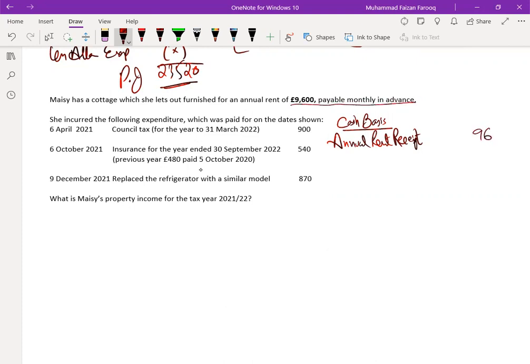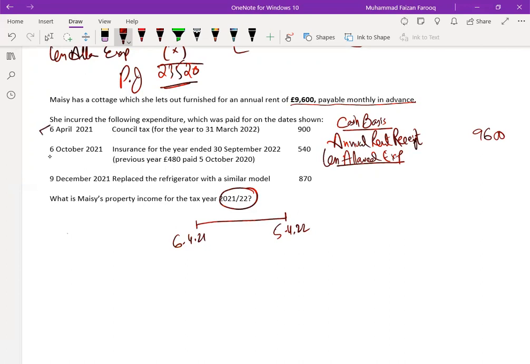9,600. Received in advance means you got the money. There is no premium, means only allowed expenses will be deducted. Cash basis, cash basis. Is 6th April 21 in the tax year of 2020, this tax year? This is 6th April 21 till 5th April 22. Does the first expense fall under this date, in this range? Yes or no? It does.